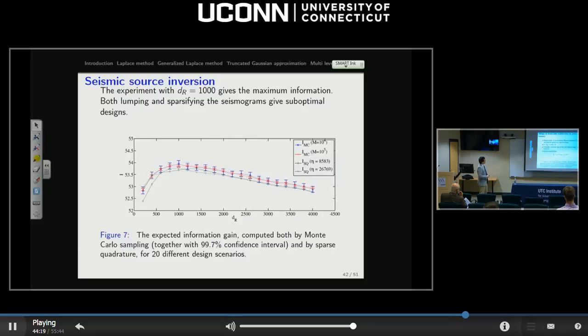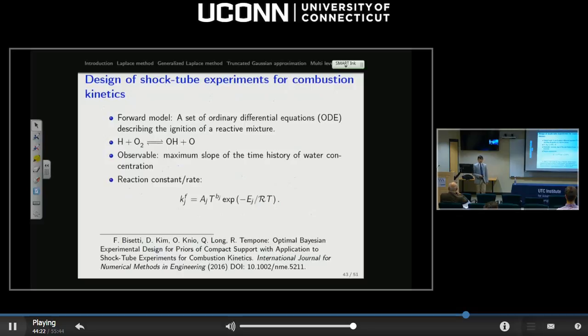And here's another example about shock tube experiment. So basically the forward model is a set of ordinary differential equations, and you do the experiment in a shock tube, and you put the fuel and oxidizer in one end, and you put some inert gas on the other end, and if you increase the pressure, you generate the shock. Once the shock reaches the fuel and the oxidizer, the combustion happens immediately. And then we can measure the concentration of OH. It goes up very fast and then it decreases.